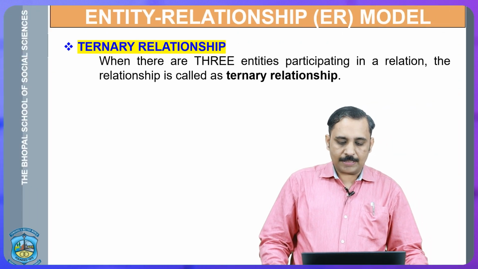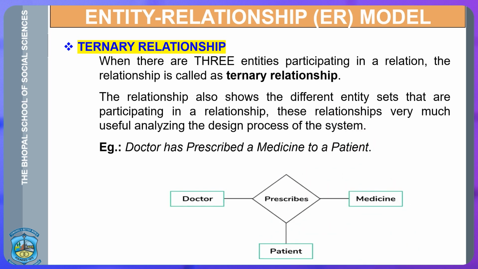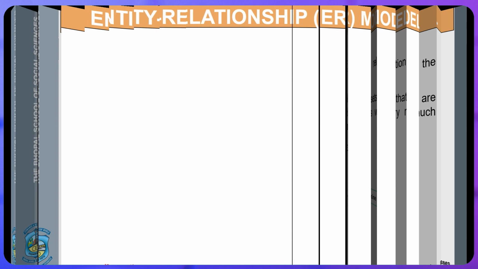The third one is ternary. For example, a doctor has prescribed a medicine to a patient. So, here we have to identify the entities that are involved in this. First we have a doctor, then we have a patient, and the third one is the medicine. And how are all these linked together? They are all a part of a prescription in which a doctor prescribes a certain medicine to a patient. So, we have three entities involved, that is why it is called a ternary relationship.